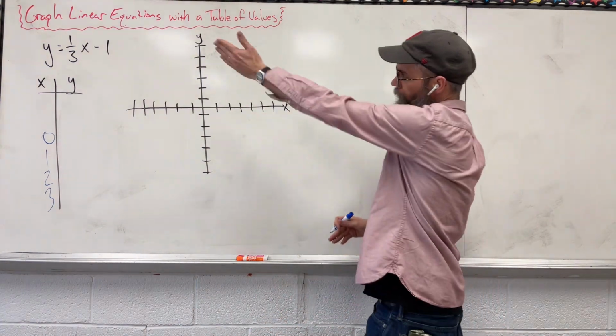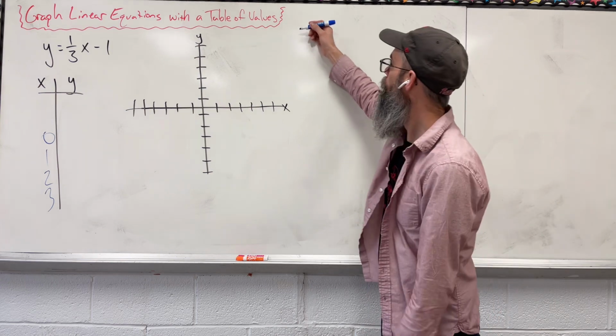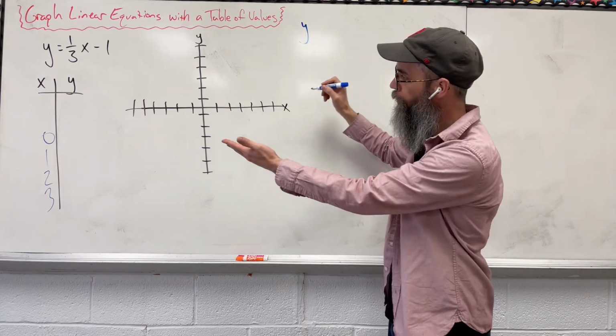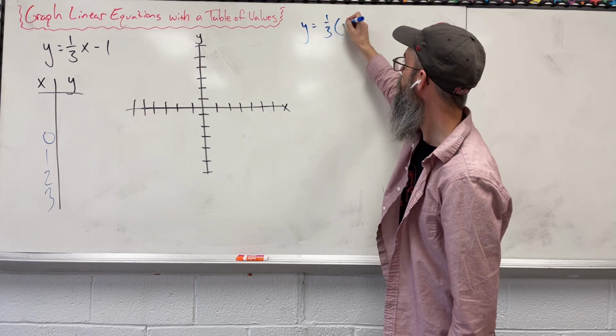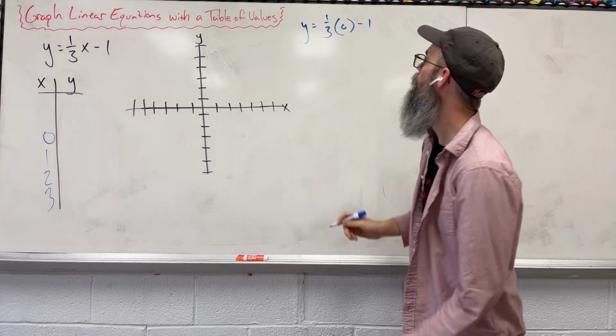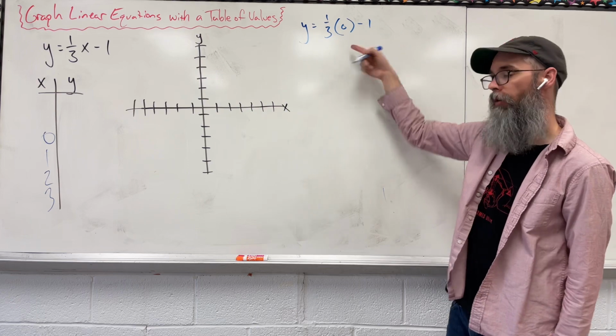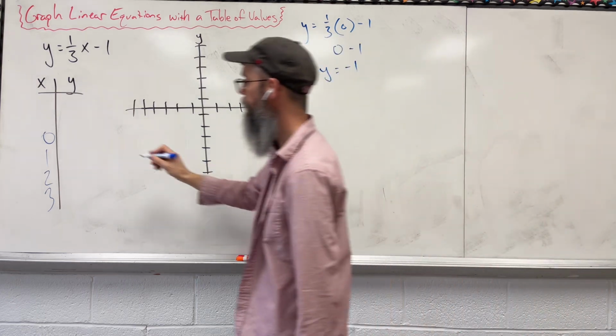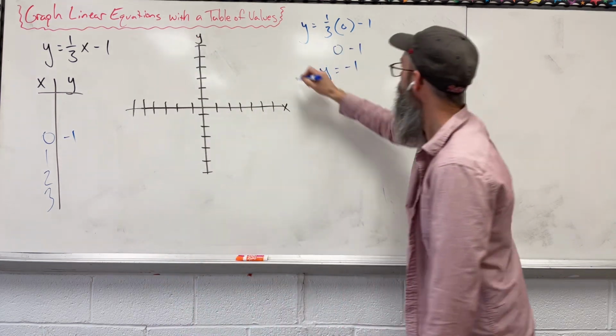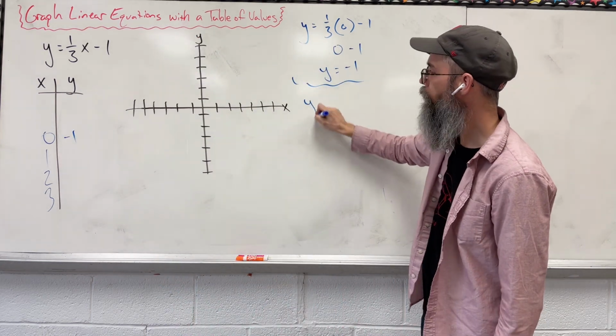So let's take these numbers and plug them in. We have to substitute them. Everywhere you see an x, we're going to put one of those numbers and find our matching y. Let's start with 0. So 1/3 times 0, anything times 0 is going to give you 0, minus 1, y equals -1. Okay? Now, what if we plug in 1?